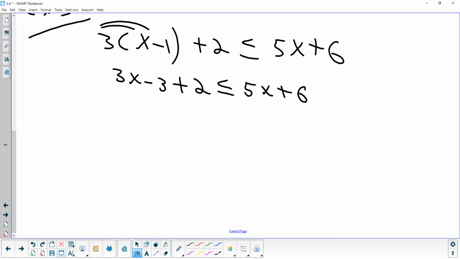How about Lindsay? What could I do now? Simplify on the left side of the inequality. Okay. When you say simplify, what are you thinking of trying to do? Add 2 to negative 3. Yeah, let's combine those like terms. So we're going to get 3x minus 1 is less than 5x plus 6. And how about, Michael, what would I do next?